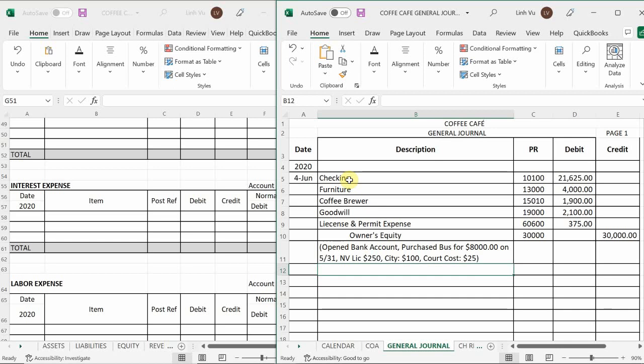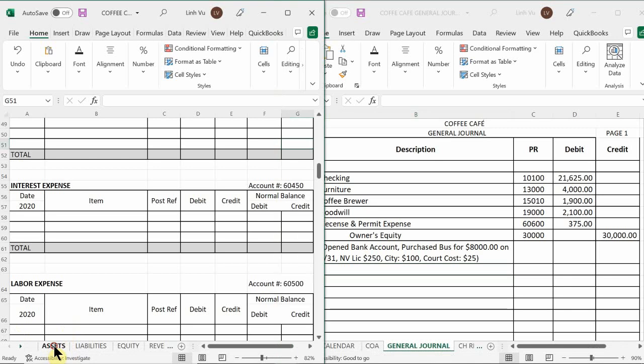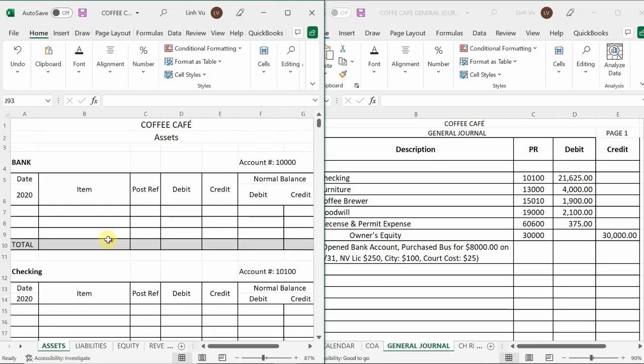It's my cash, it's my money, right? Or I'm pretending I'm Bob. In this case, that's what I'm saying. The checking is something that I own, okay? So in this case, we're going to go to assets, and this is going to be in order exactly the way your chart of accounts is.